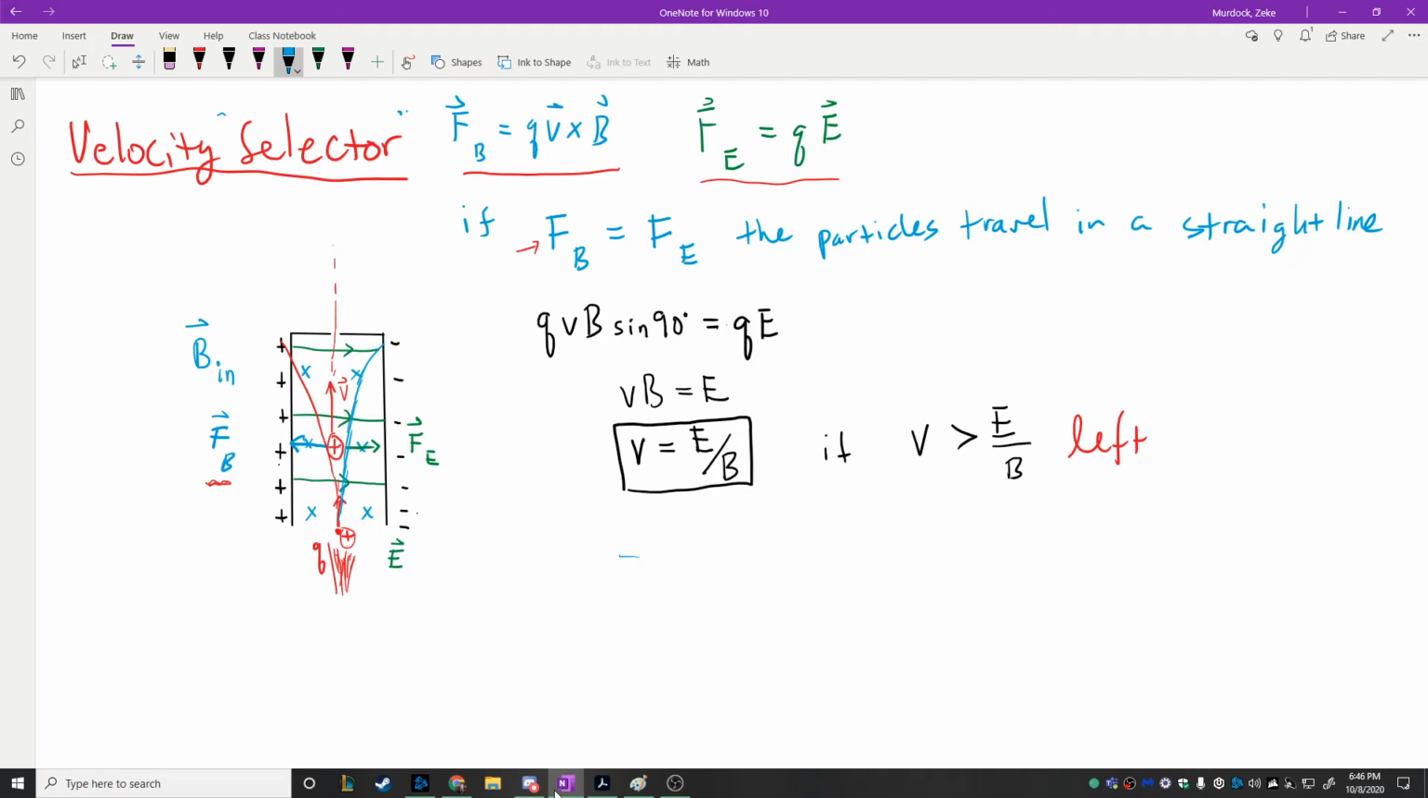You'll see this phrase show up in your homework, right? It'll say velocity selector. Really, all you need to remember is just this idea here, that this is like the Goldilocks speed, where it's just the right speed to allow the particle to travel in a straight line because the two forces are perfectly balanced like that.